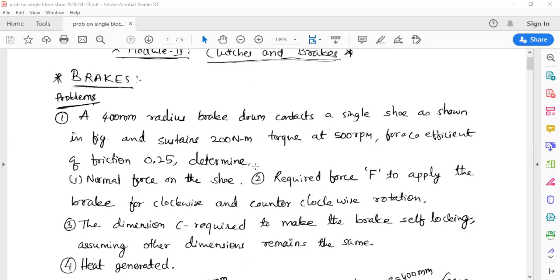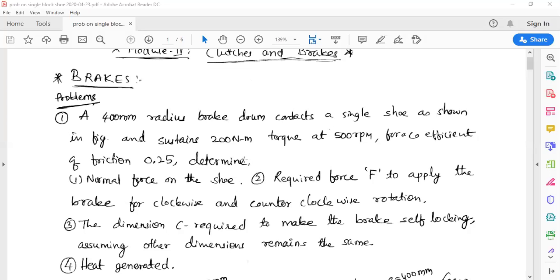Then the second case that we discussed in the previous session was the calculation of F when the tangential force Ft lies in between the center of drum and the fulcrum point. Based upon that case, the tangential force acts either towards the fulcrum point or away from the fulcrum point or pivot point.